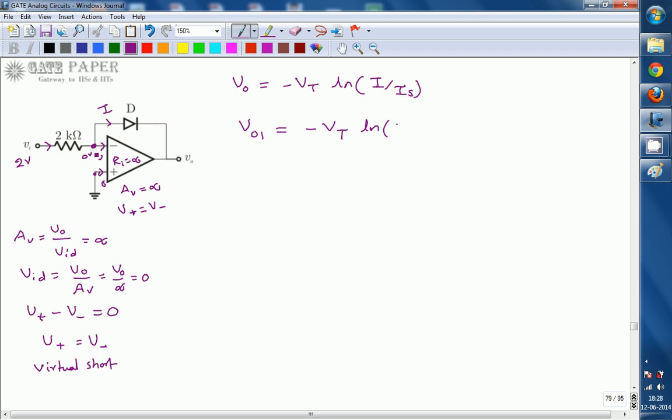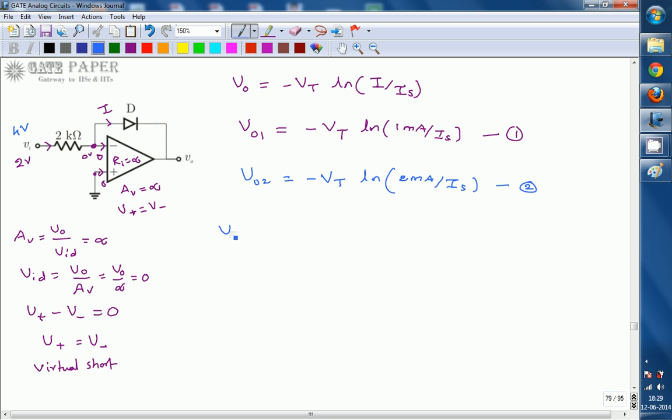Now the current flowing through this is I is equal to Vi minus 0, that is 2 minus 0, divided by 2 kilo ohms, which is 1 milliampere. So V01 is minus Vt natural logarithm of 1 milliampere divided by Is. This is the first equation. Next, V02 is minus Vt natural logarithm of I divided by Is, where I is the current flowing through the diode when Vi is equal to 4 volts. If you apply 4 volts, the current is 4 minus 0 divided by 2 kilo ohms, which is 2 milliamperes, divided by Is. This is the second equation.